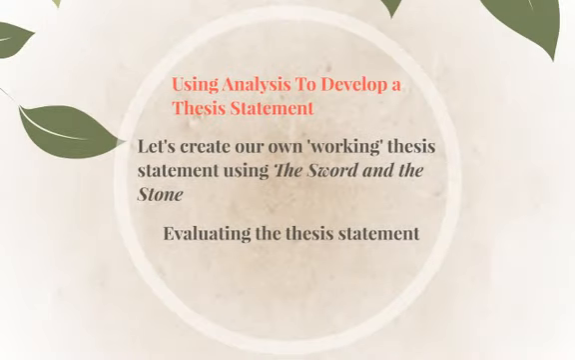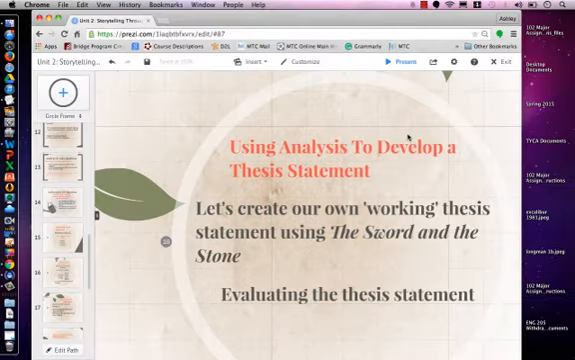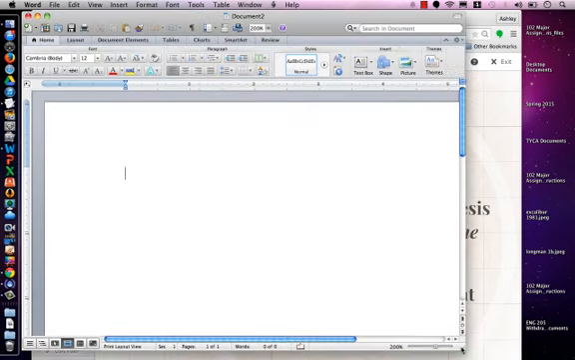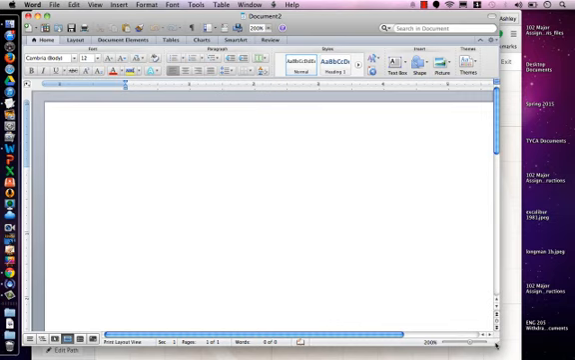So, as promised, I thought that we would use analysis to develop our thesis statement. I thought together we could create our own working thesis statement using the sword and the stone, so that you have a model of how to make a thesis. Of course, your thesis is going to be on Mallory's Morte d'Arthur and the 1981 film Excalibur, but my thesis for the sample is going to be on the sword and the stone. So you can't use it.